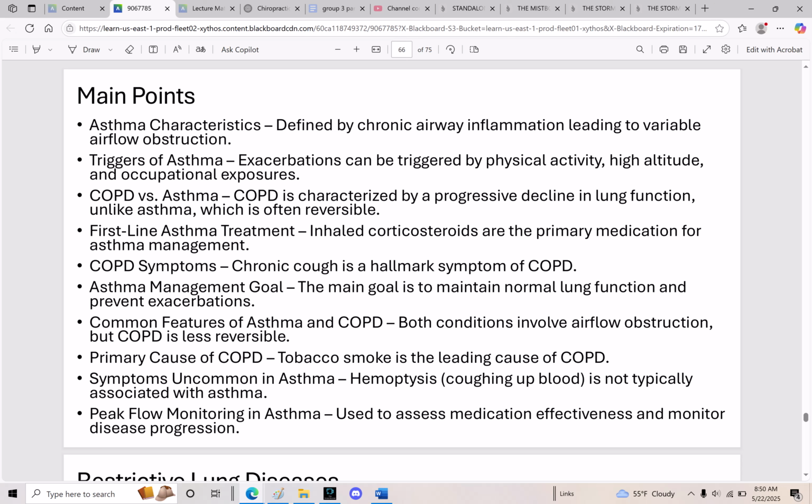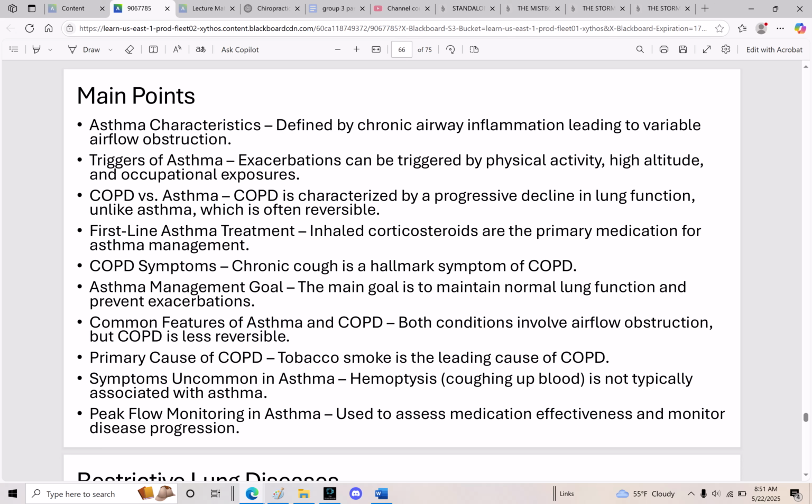Okay? All right. Asthma management goal is to maintain airflow, basically normal lung function. Common feature of asthma and COPD, they both involve airway obstruction, but COPD is less reversible. Okay? Primary cause of COPD, tobacco smoke, right? And symptoms unknown in asthma: you don't have hemoptysis or coughing blood. It's not typically associated with asthma. That's bronchiectasis. Okay? Peak flow monitoring in asthma is used to assess medication effectiveness and monitor the disease progression.